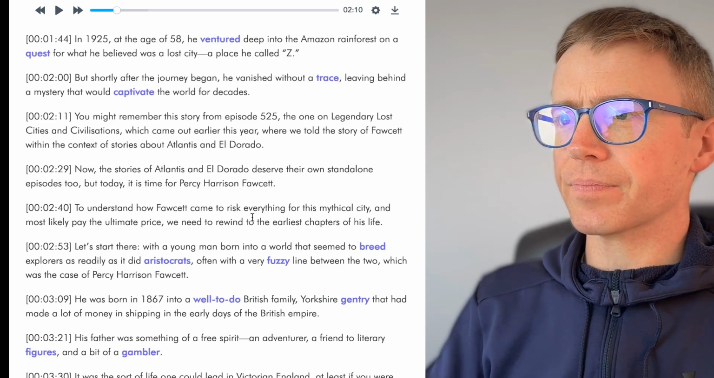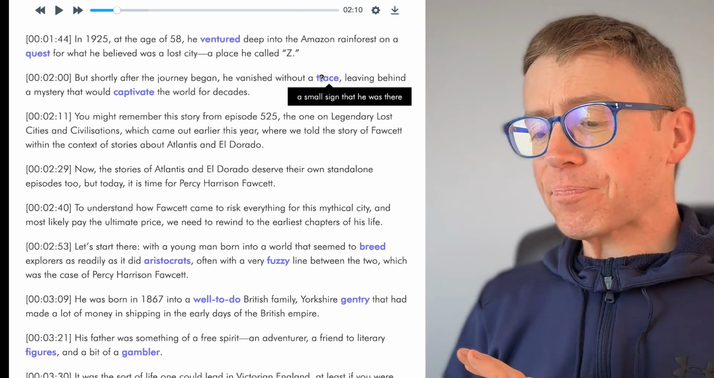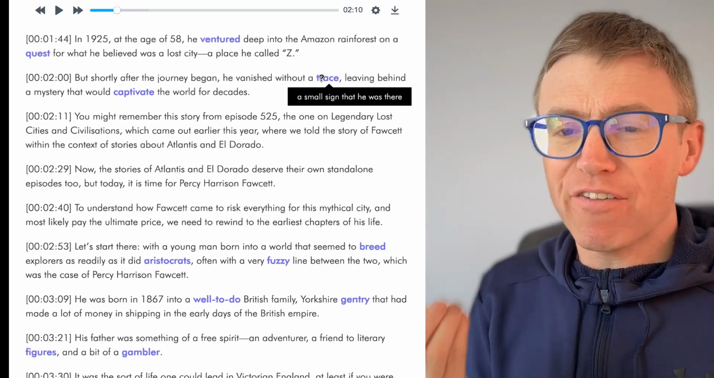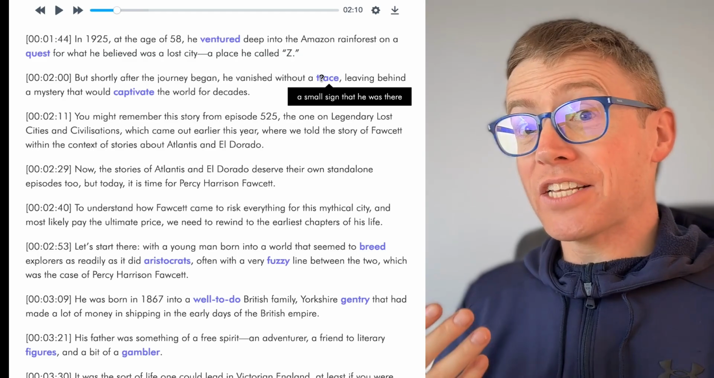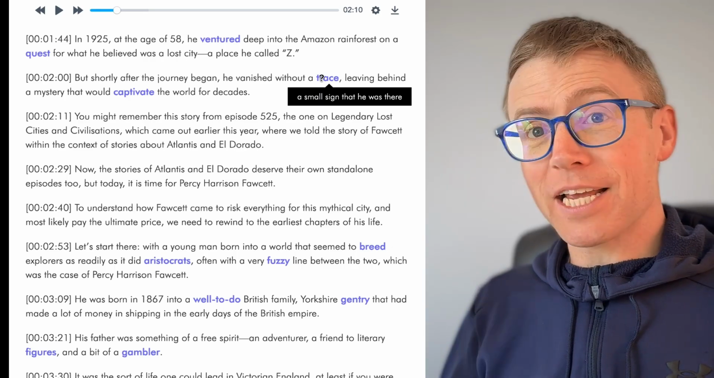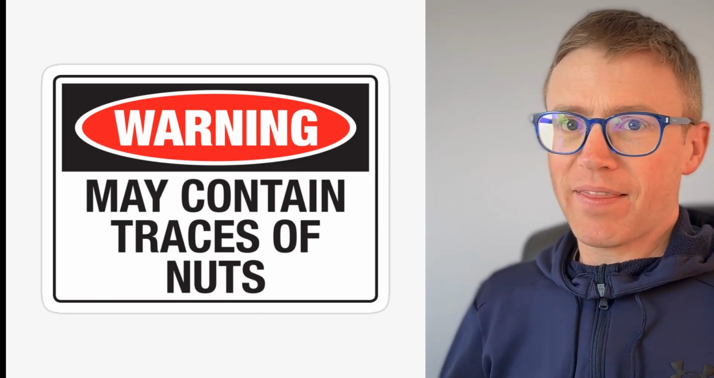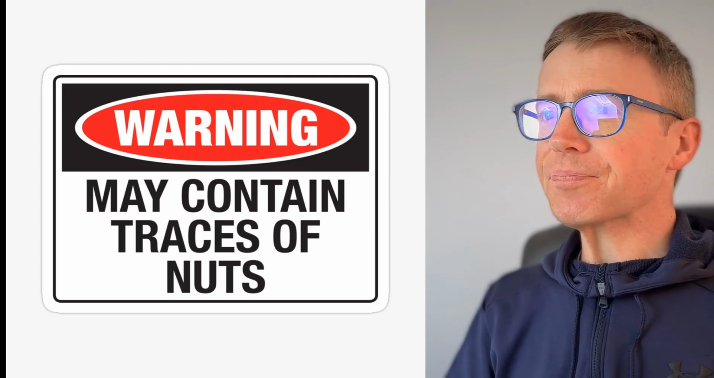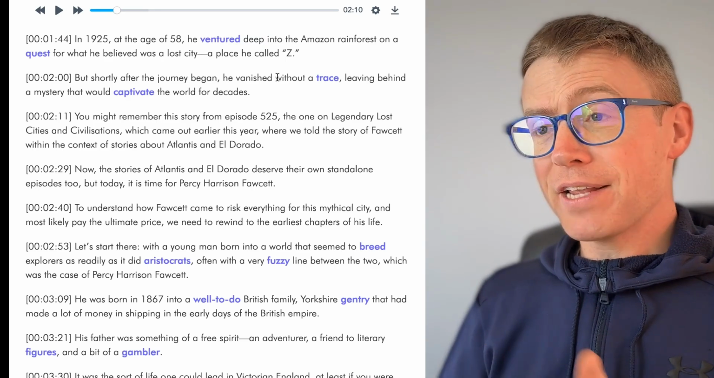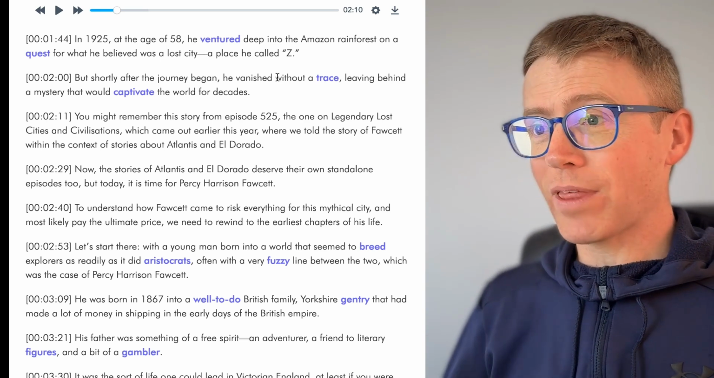for decades. A trace, as you see here, is a small sign that he was there. A trace really is any kind of sign of anything, any kind of physical evidence. So if someone is allergic to nuts, they will, of course, be looking out for a little bit of writing on food packaging that says no traces of nuts or something like that. So no even tiny, tiny bits. And without a trace is quite a common set phrase, meaning without any kind of sign. So he disappeared without a trace, he vanished without a trace.